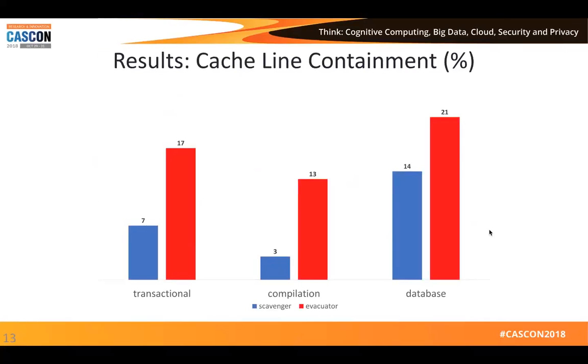I've been experimenting with depth first traversal, and if you do depth first traversal with these workloads, you're seeing greater than 40% cache line containment for each one of these.